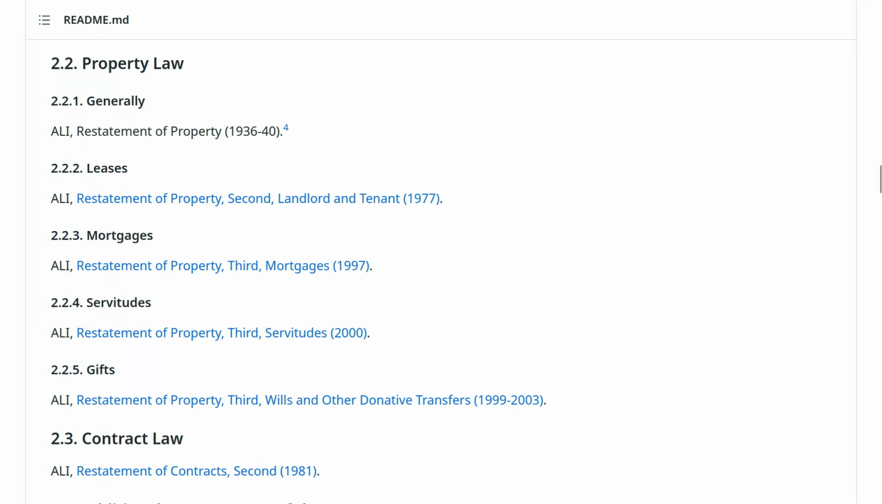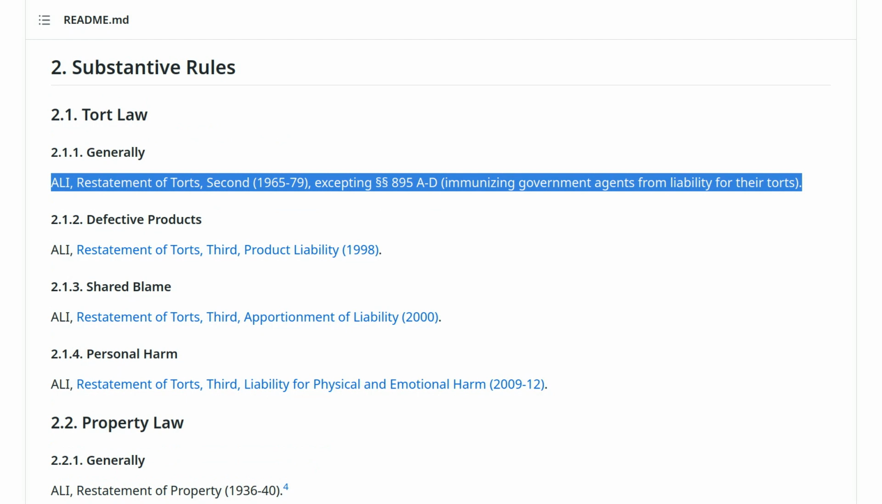If you don't like certain laws that are in it, you can branch this and make your own version of it, even on GitHub. And you can write notes. I think he even did this for a couple of them. For example, under tort law, it says the Restatement of Torts, 2nd edition, 1979, except for the section which immunizes government agents from liability for their torts. So he didn't like that part. The rest of it was good, okay?